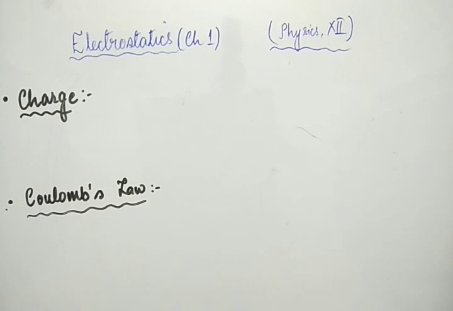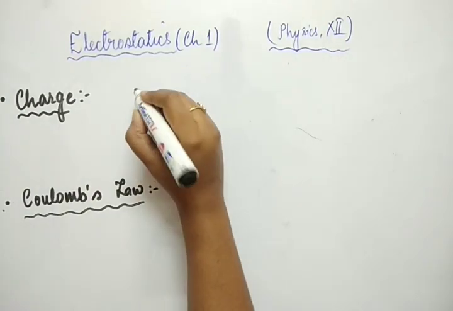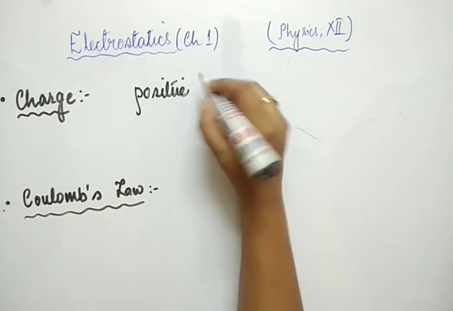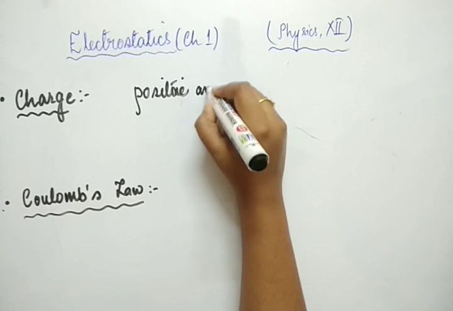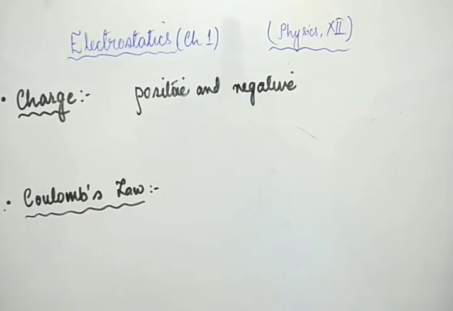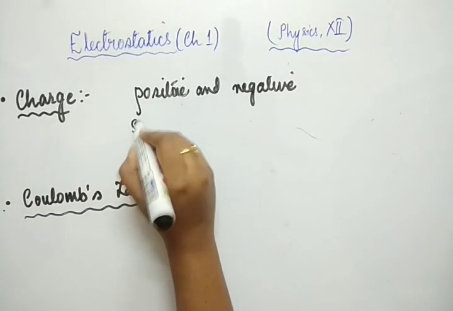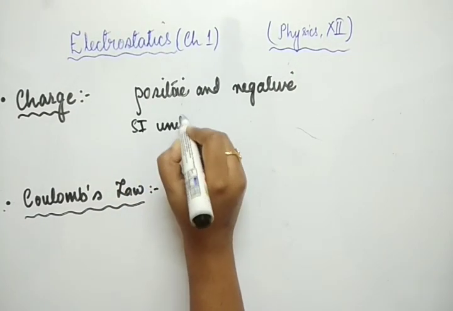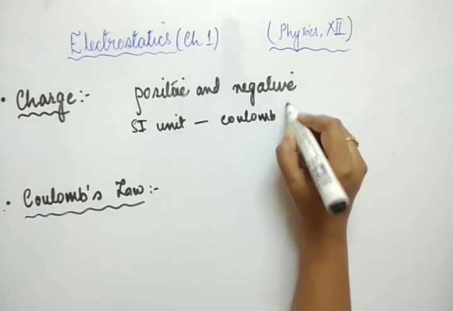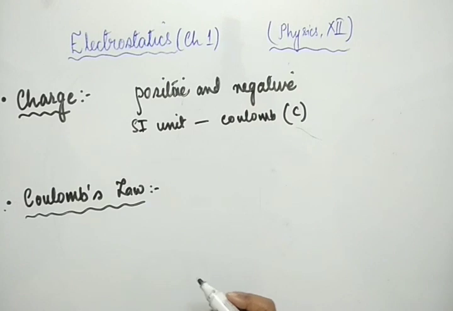So we had all learned about charge. What is charge? Charge is the intrinsic property of a substance, and we know the charges are of two types: positive and negative. Okay, and what is the SI unit of charge? The SI unit of charge is Coulomb. It is denoted by capital C.